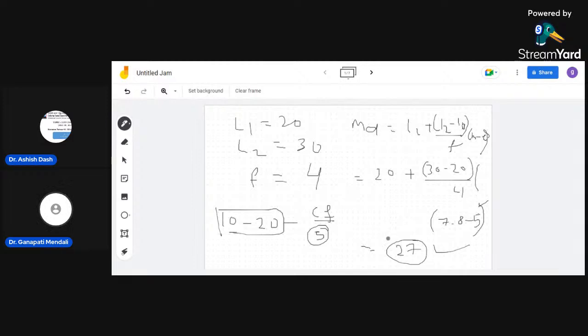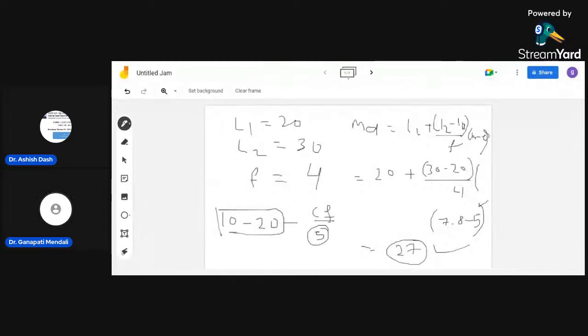So what is the merit of the median? It can be used if we have open-ended classes. In our example, if the income is greater than 70,000, that is an open-ended class. In case of open-ended classes, we can calculate the median. It is also not affected by extreme observations. The value of the median we can determine graphically, but the value of the mean we cannot determine graphically. It is easy to calculate and understand the median.